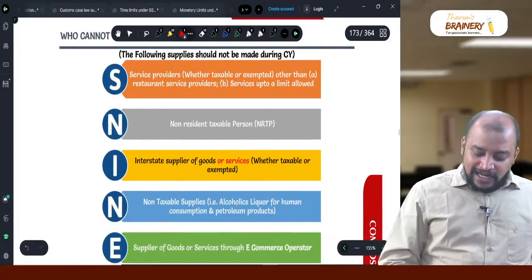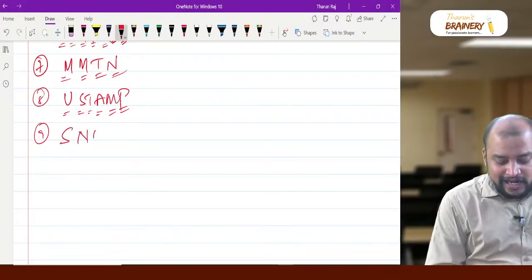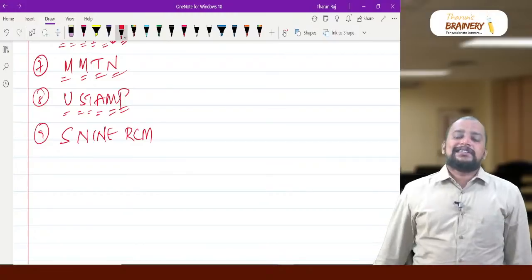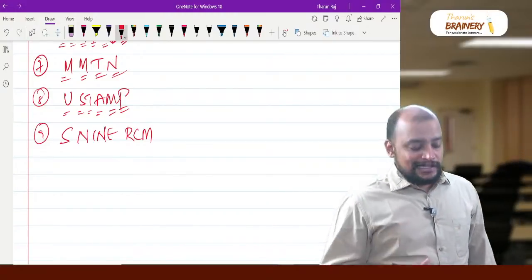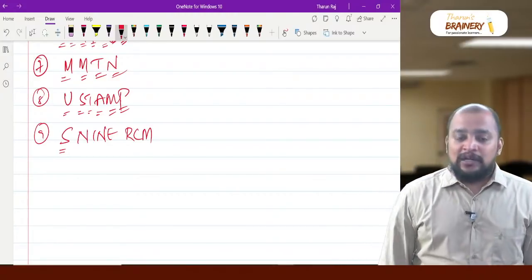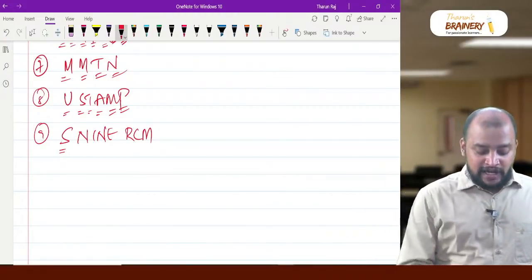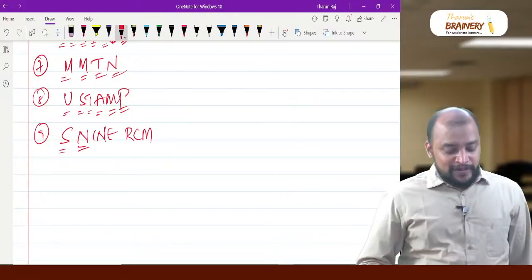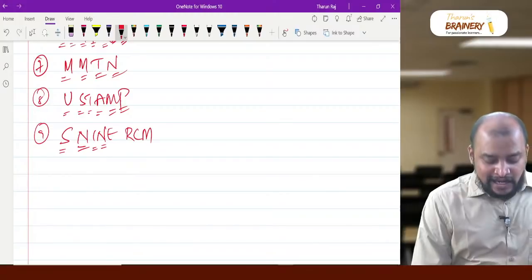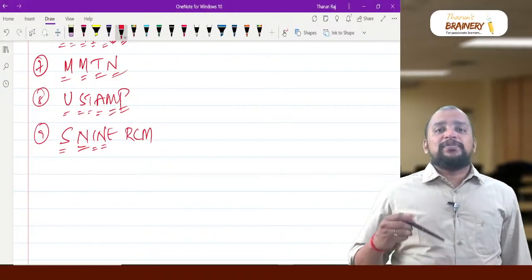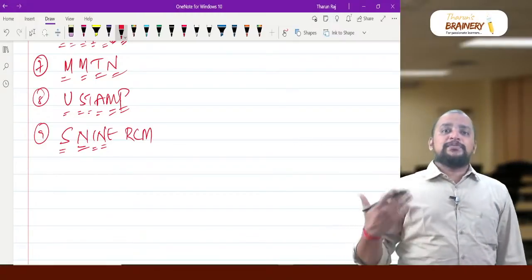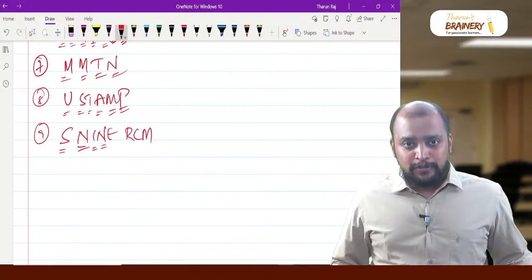Then we have S9 RCM. What is this S9 RCM? Composition scheme is not applicable in these cases. All these should be seen for the current year. Yes, for supply of services other than supply of food or up to the 10% limit; other than that, they cannot opt for composition scheme. N for non-resident taxable person. I for interstate supply of goods or services. Another N is non-taxable supplies. Non-taxable supplies means alcoholic liquor for human consumption and petroleum products. If you are making these, you cannot opt for composition scheme.